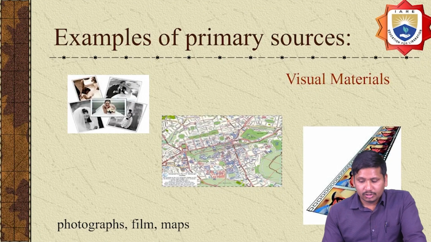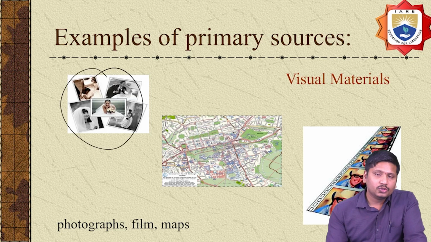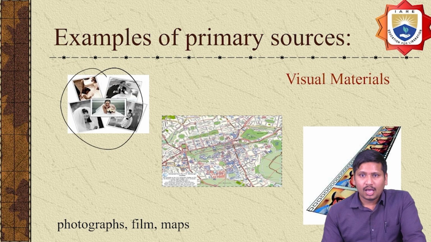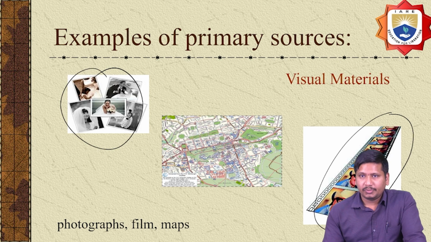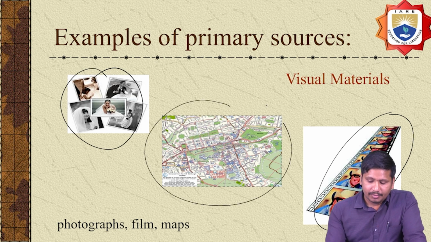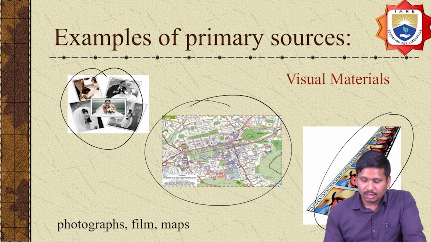Some other examples of primary sources are photographs, films, and maps. The data I extract from a photograph is an example of a primary source, and the films, the film history, what picture is taken, all come under the primary source. And maps: by seeing the map, I can identify a location or some other place I want to visit, so that is a primary source, right?